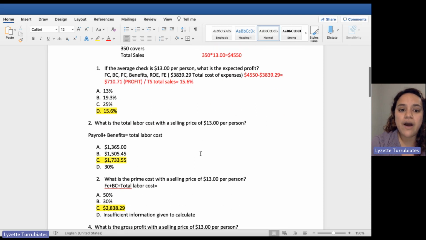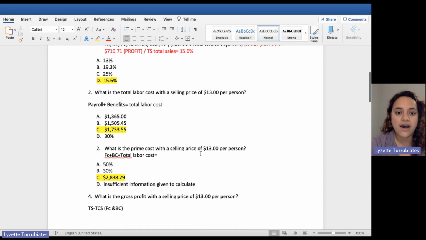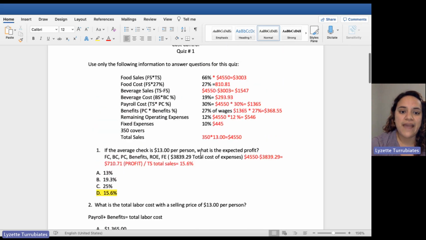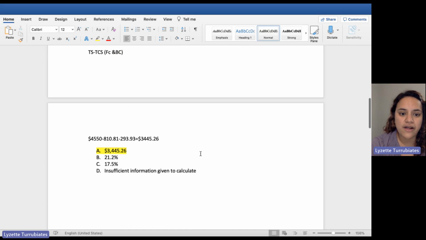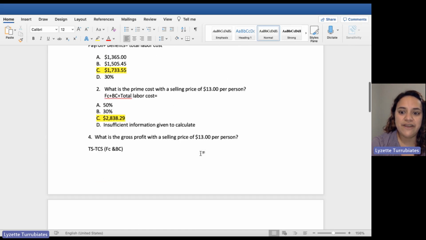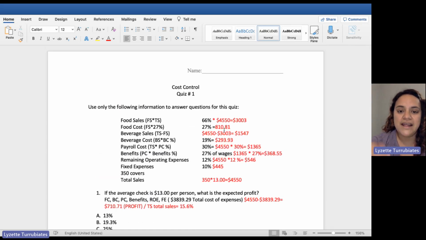We talked about prime cost, payroll cost, and gross profit. And so this is how you calculate all of those different items. So again, this is the first part of your introduction to profit and loss report. Again, tomorrow we're going to meet a second time to review that and also go over recipe costing.